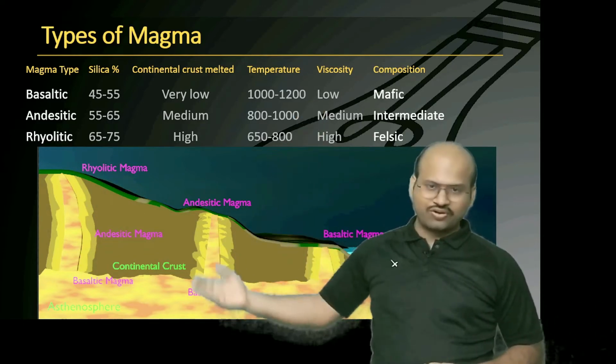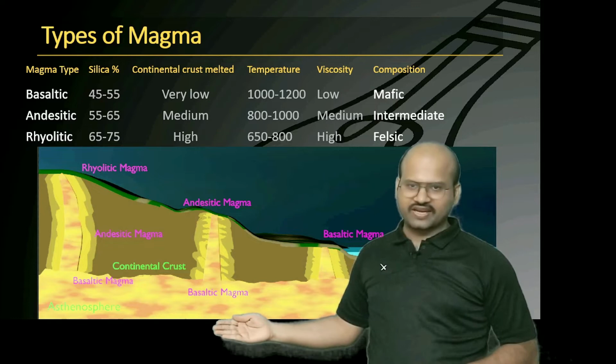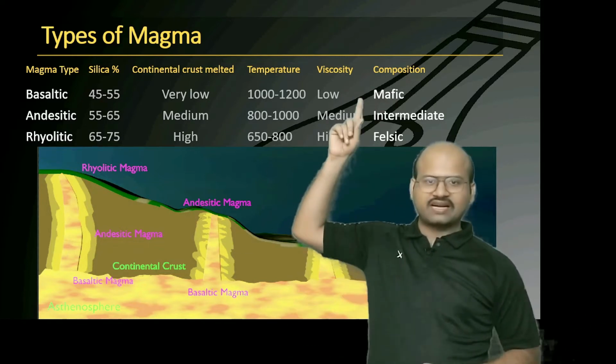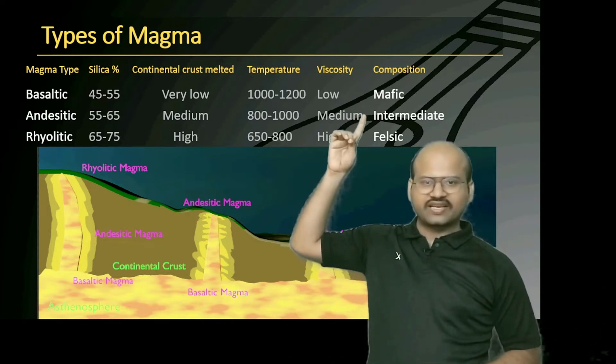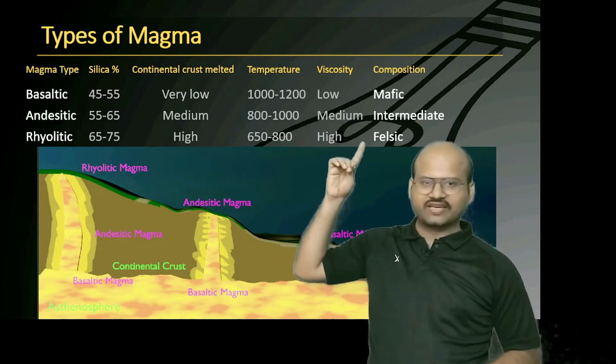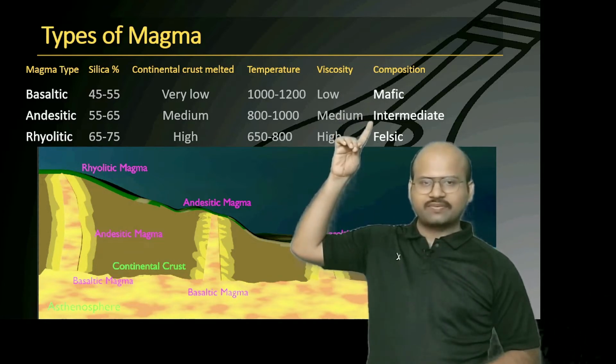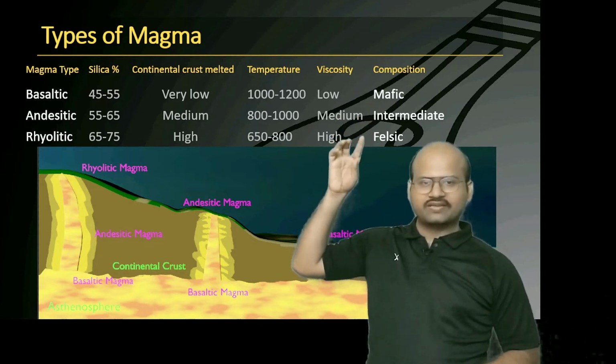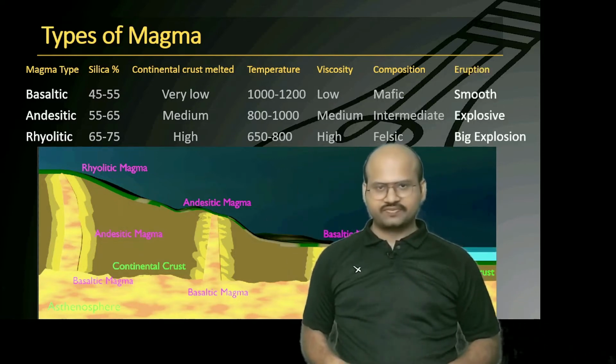Composition. We know that the magma here is mafic in nature. So the basaltic magma is mafic. Andesitic is intermediate between mafic and felsic. It can be called felsic sometimes. However, rhyolitic magma is completely felsic.